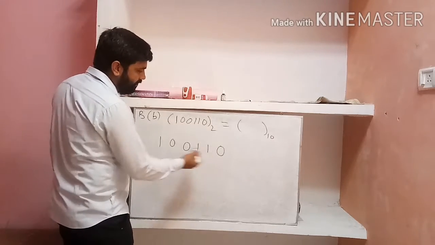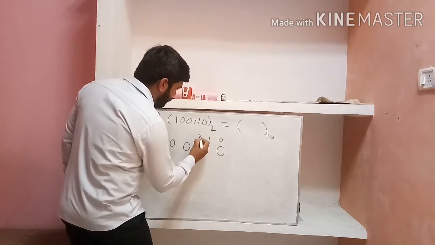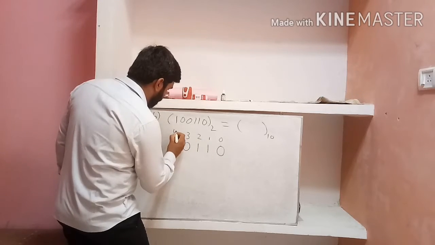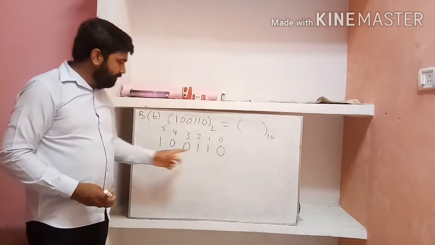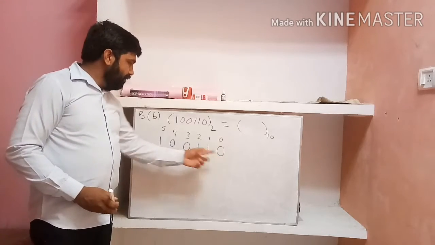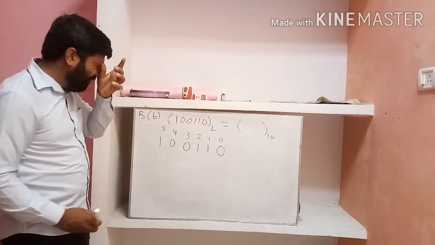We start counting from 0. So first you give the position 0, 1, 2, 3, 4, 5. If you give the numbering to the binary digits from right to left, starting with 0, then 1, 2, 3, 4, 5. This we have to do first.